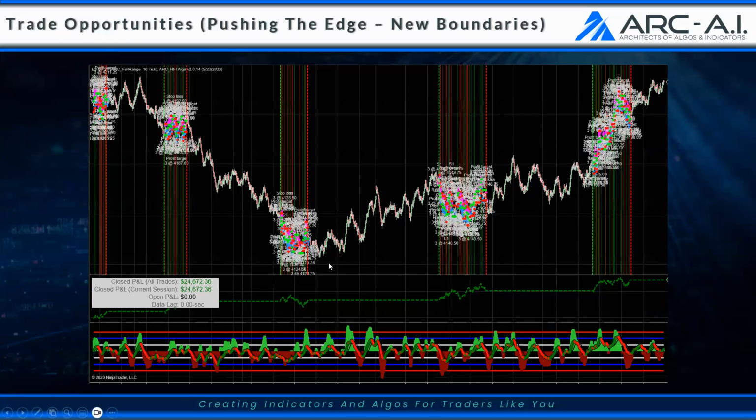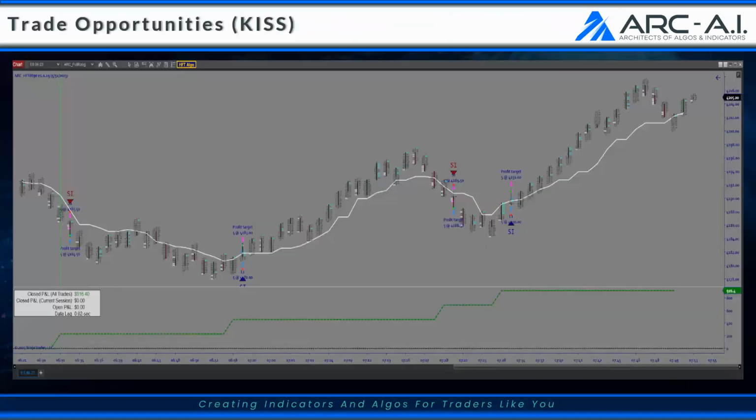I mean, here's an example of the algo taking lots of trades. Now you look at this and you're like, oh, somebody barfed on the chart. And there's a lot going on there. You're probably not trading that much. If you are, then your brokerage loves you. They're making a lot in commissions. But it's just to show that you can do whatever you want with it, ultimately.